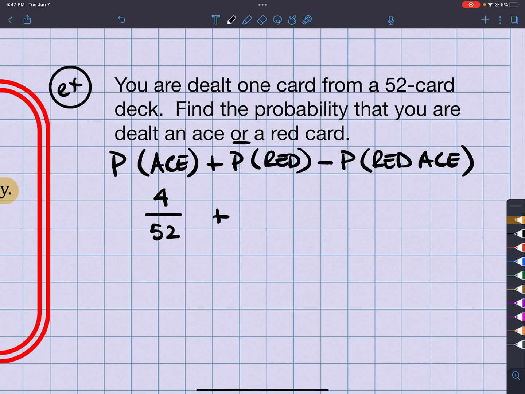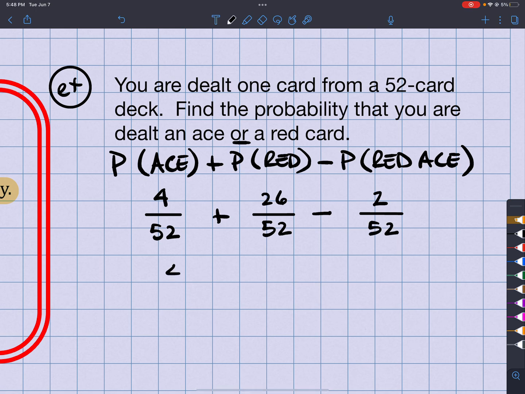How many red cards are in a 52 card deck? There'll be 26 out of 52, because half the cards are red and half the cards are black. Minus the number of red aces. Well, how many red aces are in a deck? Well, there are only 2, right? Just the ace of hearts and the ace of diamonds, which is just 2 out of the 52.